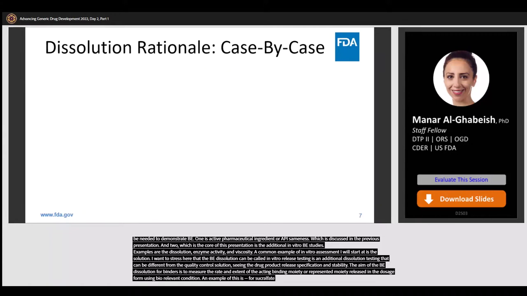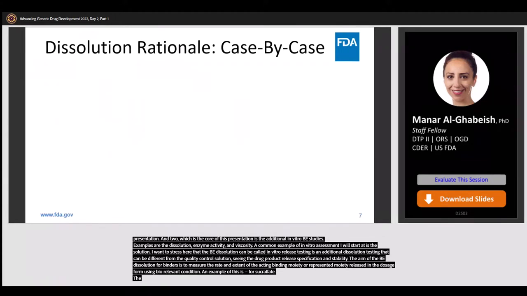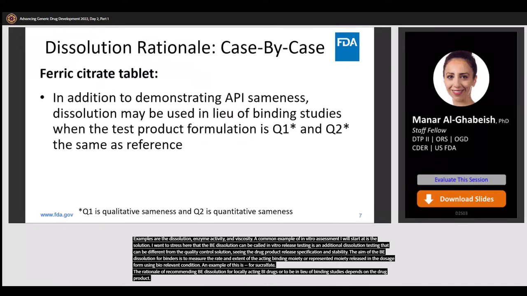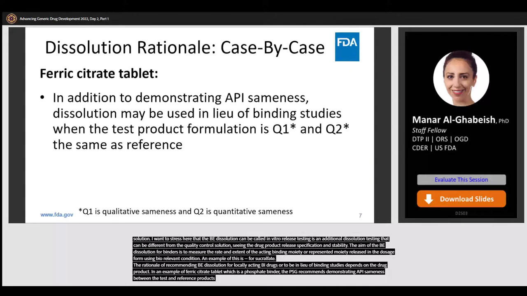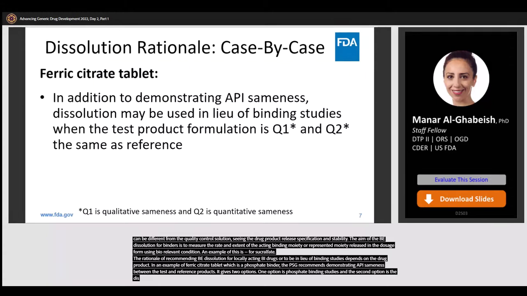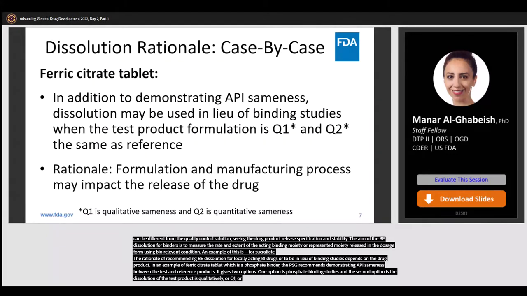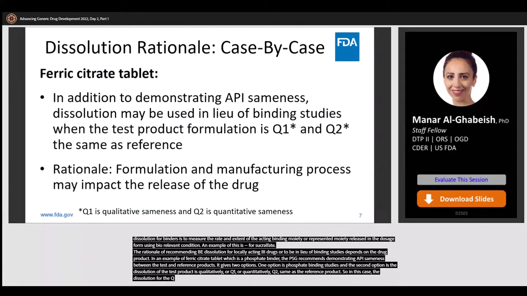The rationale of recommending BE dissolution for locally acting GI drugs, to support in vitro binding study or even to be in lieu of binding studies, depends on the drug product. In the example of a ferric citrate tablet, which is a phosphate binder, the PSG recommends demonstrating API sameness between the test and reference products and gives two options. One option is phosphate binding studies, and the second option is dissolution if the test product is qualitatively, or Q1, and quantitatively, or Q2, the same as the reference product. So in this case, the dissolution for the Q1, Q2 product is to show if the formulation and the manufacturing process have an impact on the release of the drug.